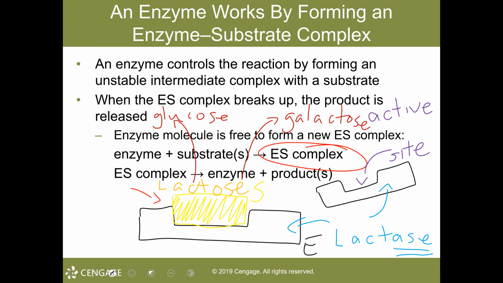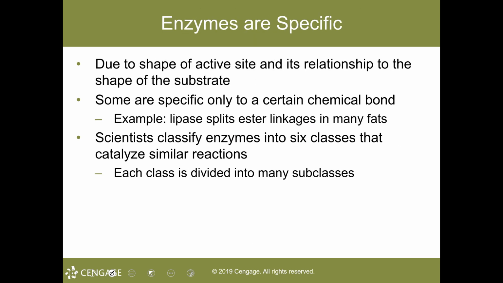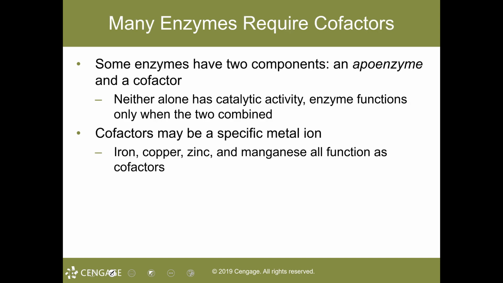And this all goes back to, class, the specificity of enzymes. In other words, due to the shape of an active site and its relationship to the substrate, some are specific, class, only to a certain chemical bond. And of course, with this, that's how they remain specific to this enzyme binding to that substrate.